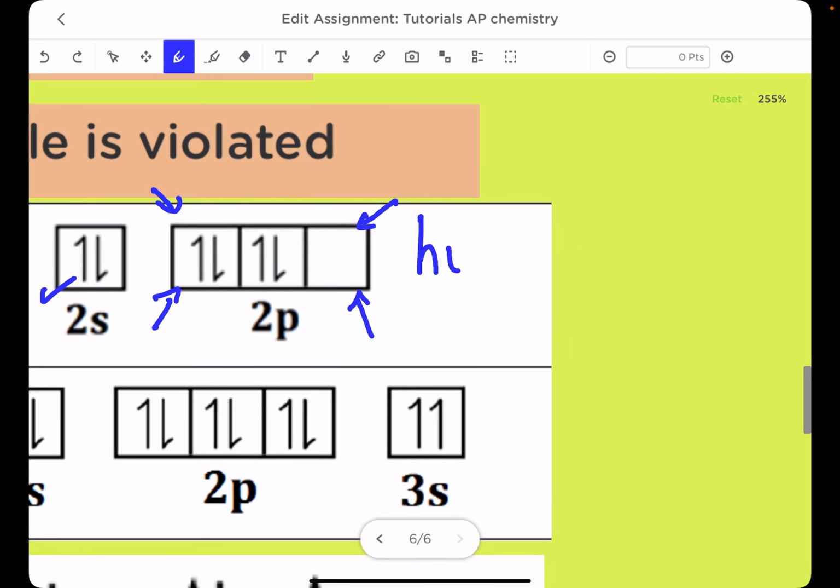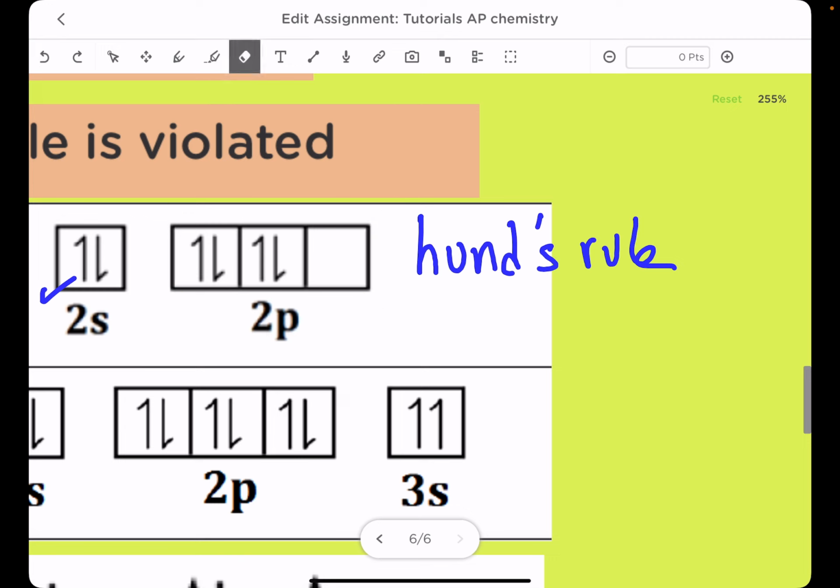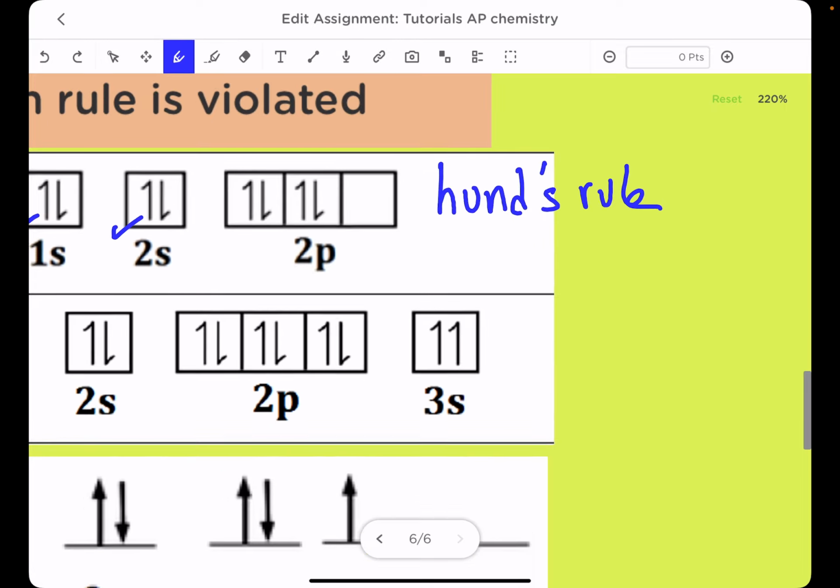This one is violating Hund's rule. Because when you are filling the orbitals with electrons, here I have 4 electrons. When filling the orbitals with electrons, you fill them singly. 1, 2, 3, then you start pairing 4. So this is how it should be. This one is violating Hund's rule because they started pairing the electrons.